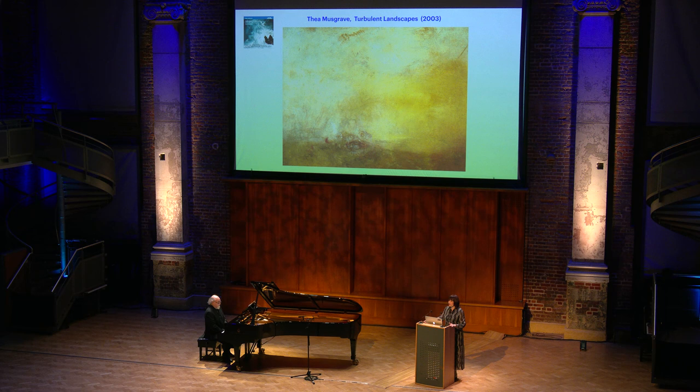I was looking for something more modern that would also use this tempesta context, and I found a lovely piece by Tam Musgrave, which is called Turbulent Landscapes. It's actually based on paintings by Turner, and each one of them is turbulent in some way. And she uses this diminished harmony almost throughout these pieces. Also, she uses a scale that is associated with this diminished harmony.